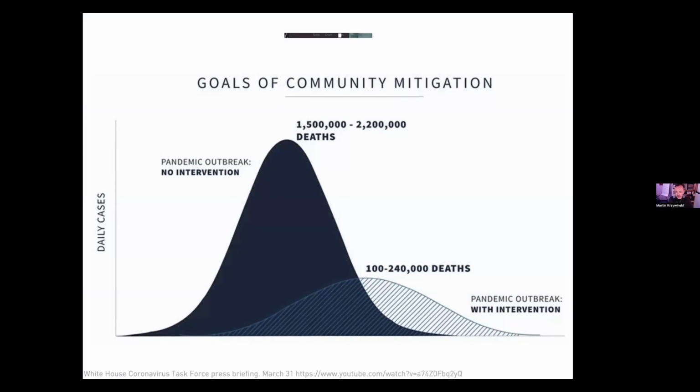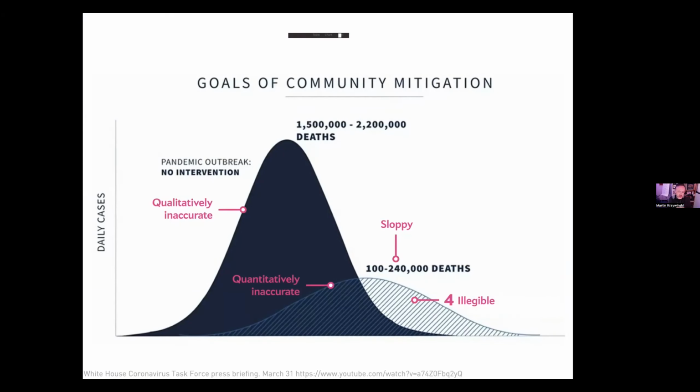The problem with this chart, and you may have seen aspects of charts like this early on about mitigating the pandemic, about lowering the number of cases, about stretching the number of cases over time. The problem with this chart, there's four problems. The least problematic is the fact that there's illegible aspects of the chart that are difficult to see, things like textures. In fact, this chart commits this terrible crime where it's both quantitatively inaccurate and qualitatively inaccurate. In other words, the shapes of the curves are absolutely wrong.